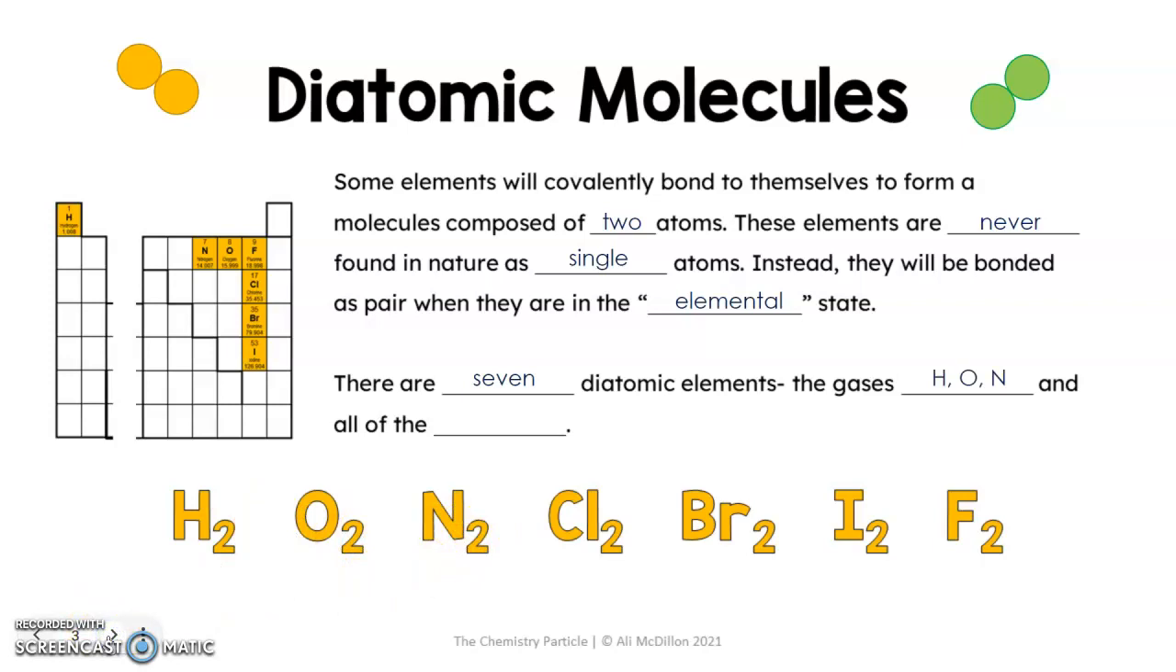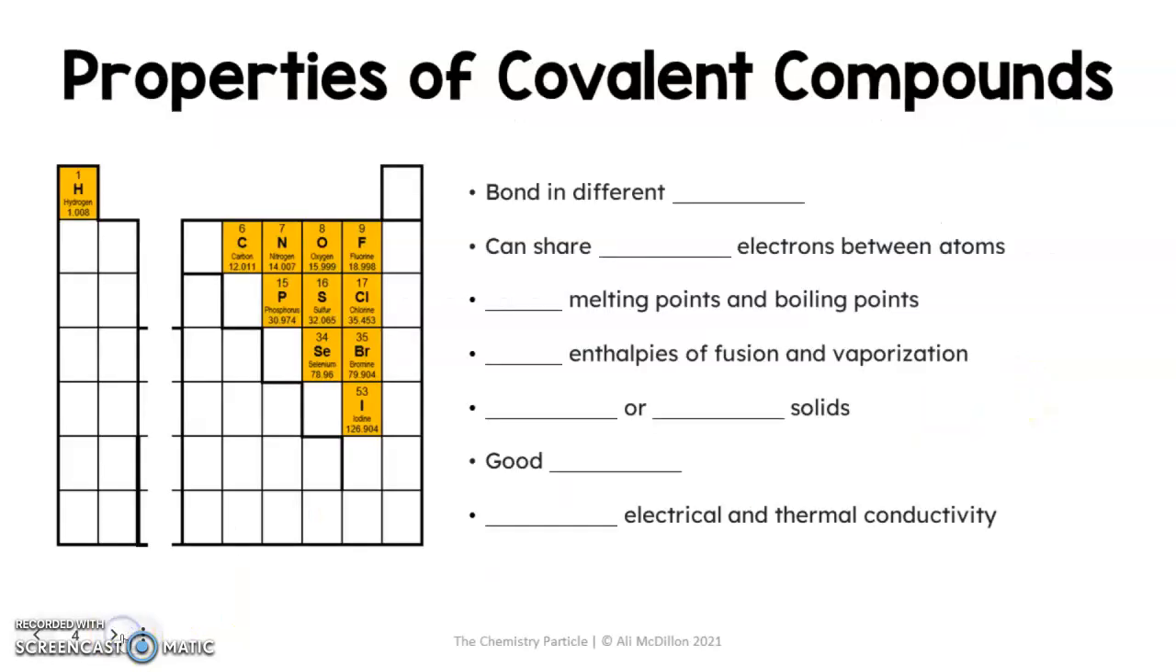So there are 7 of them. So the gases, and then all of the halogens as well. So the halogens, remember in group 17, also known as 7A, and then hydrogen, oxygen, and nitrogen. Okay. And of course, hydrogen, oxygen, nitrogen, those exist as gases.